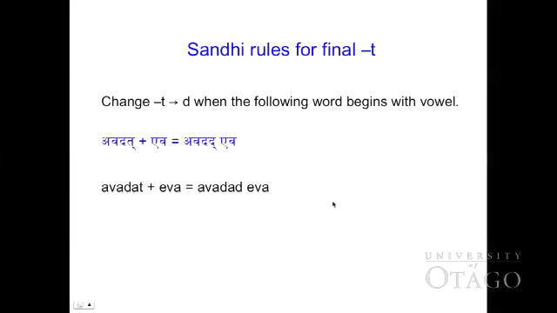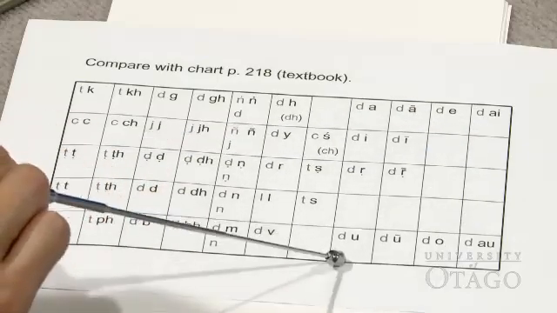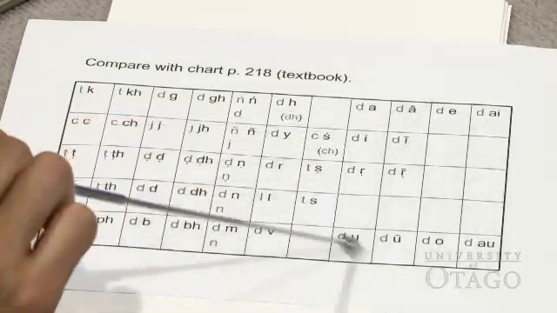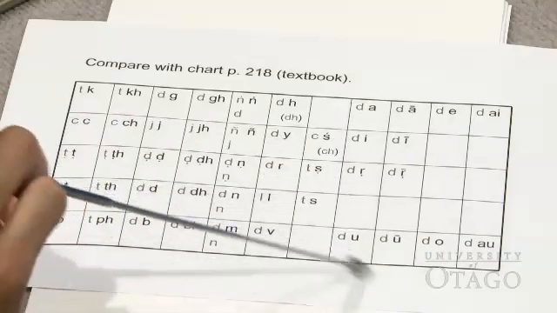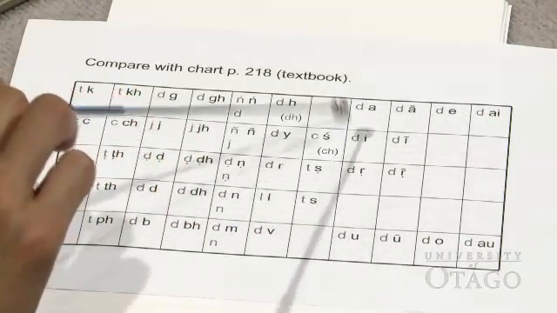Now, change T to D when the foreign word begins with a vowel. So everyone, if the foreign word begins with a vowel, change T to D. Avadat eva, so change to avadad eva. Over here, you can see from the chart, for the foreign word beginning with a vowel, everyone will change T to D.